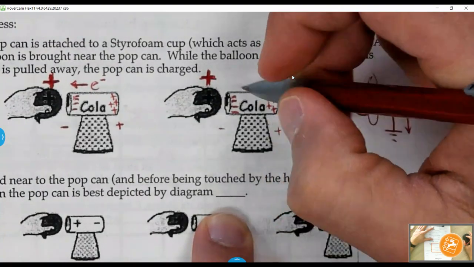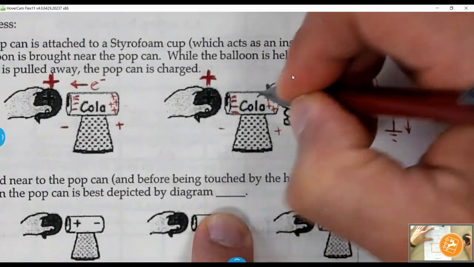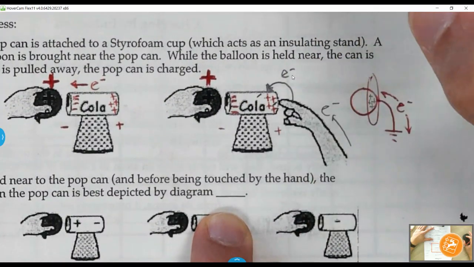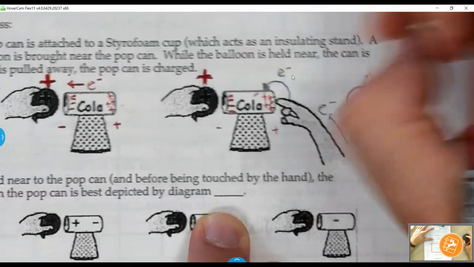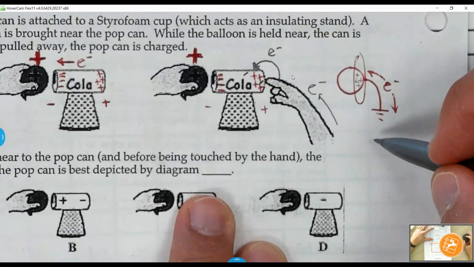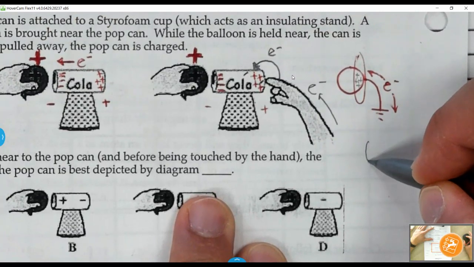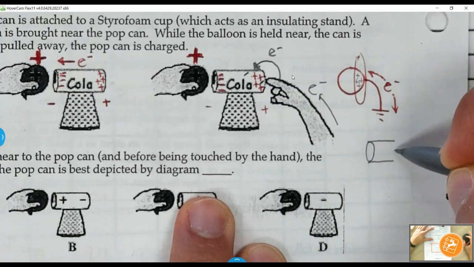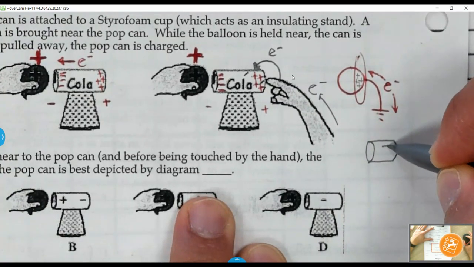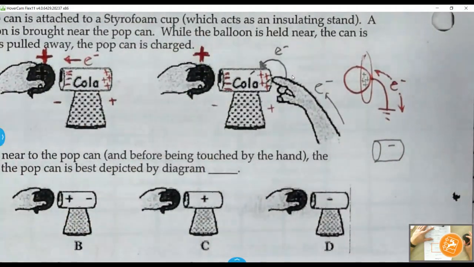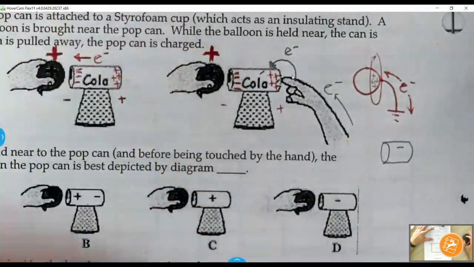Okay, so now we're going to add in a couple of extra electrons. We add an electron here, and then an electron there. Now, once we take away our hand, what is the charge on the can going to wind up being? Very good. It's going to be negative. And a quick trick for that is it's always going to be opposite to the charge on the object that's inducing it.